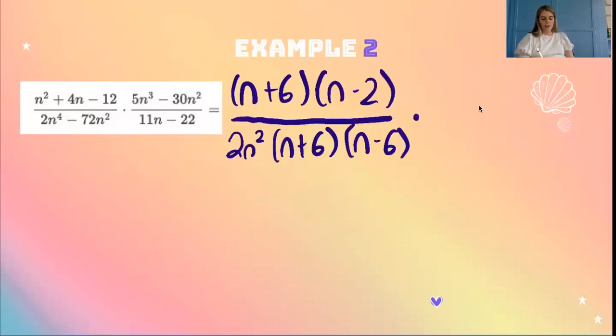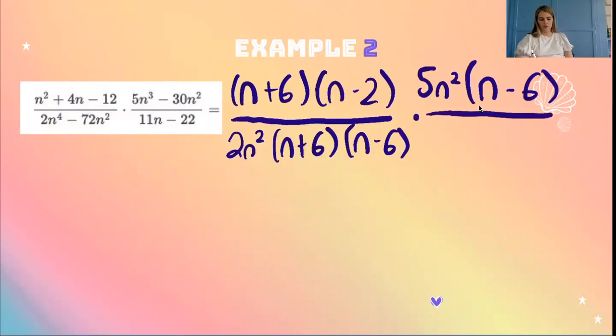Times, I'm going to factor out 5n squared. I'm going to be left with n minus 6. And then down here I have 11 and n minus 2. So I factored, done my binomials.